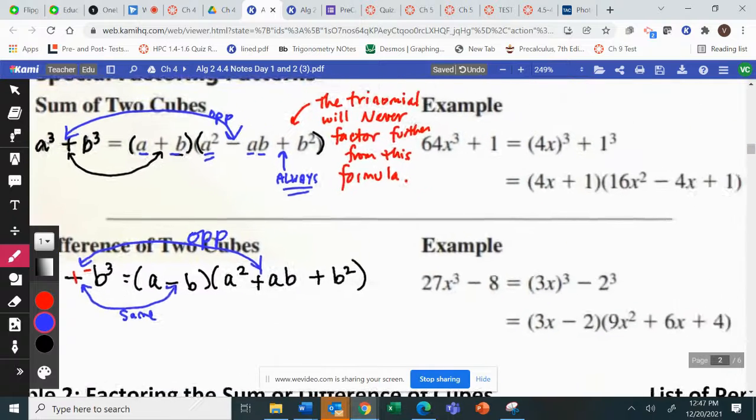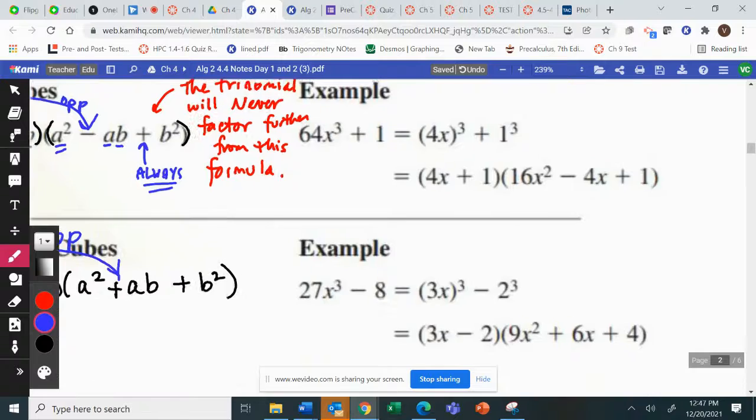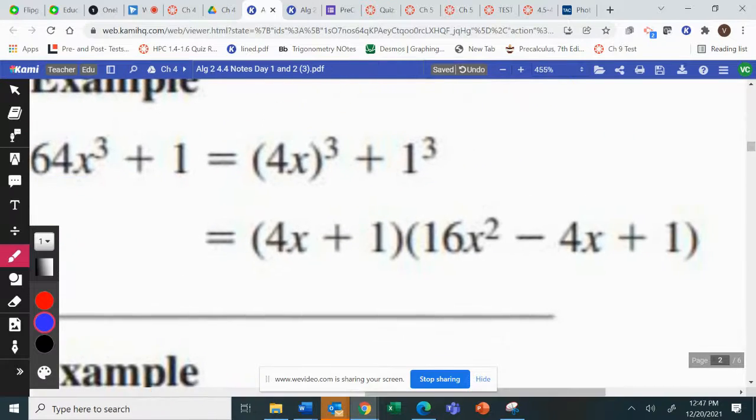And so in the two examples over here, you can see that the first step was to look at 64x cubed and say, oh, that's 4 cubed and x cubed. They wrote it 4x cubed. It doesn't matter which way you write it, but both are being cubed. And then 1 is 1 to the third. So this is a sum of cubes.